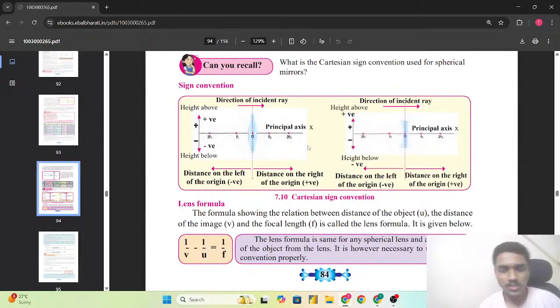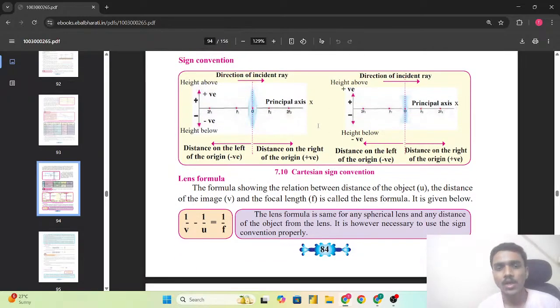So here, what is the sign convention? As we can see here, height above the principal axis we are taking as positive, below the principal axis it is negative. The direction of the incident ray will be towards the right, and the direction towards the right of the origin will be taken as positive, and towards the left it will be taken as negative. Direction of the incident ray, refracted ray and all we are taking from the origin: distance to the right is positive, and distance to the left is negative.